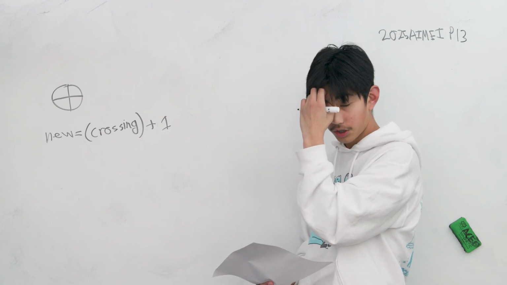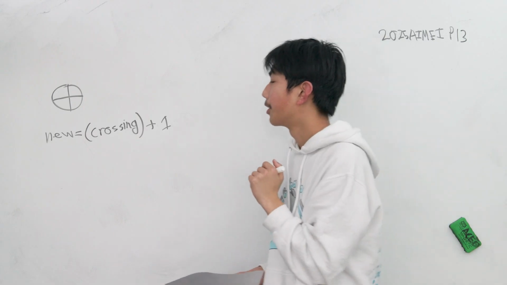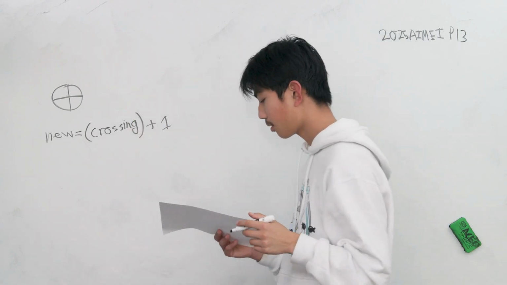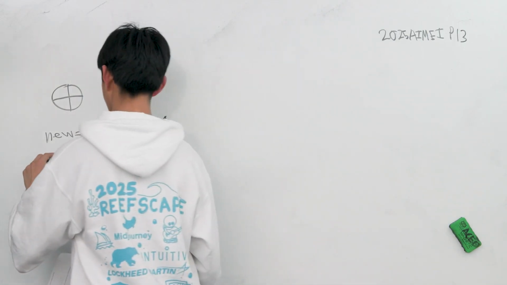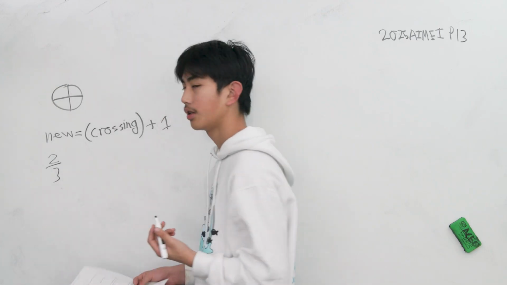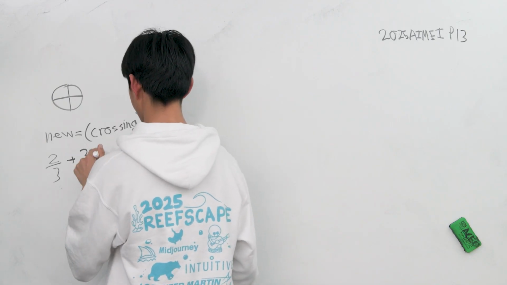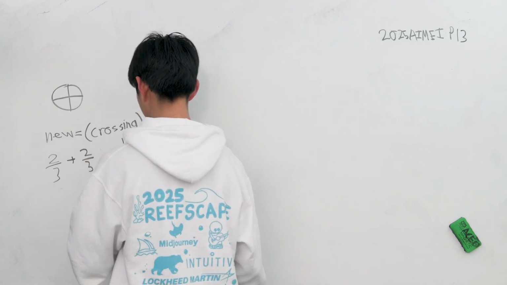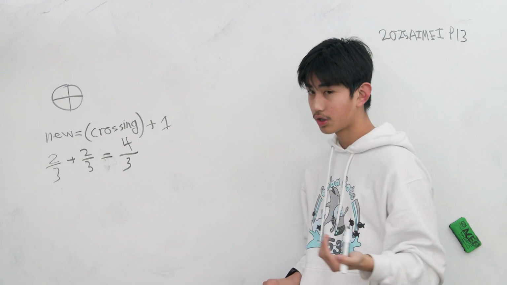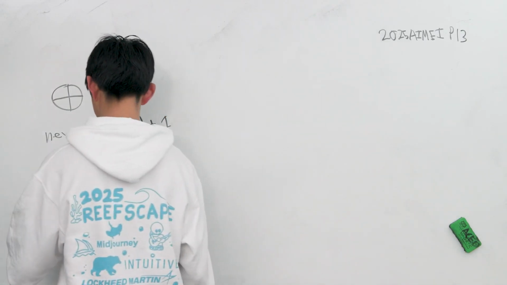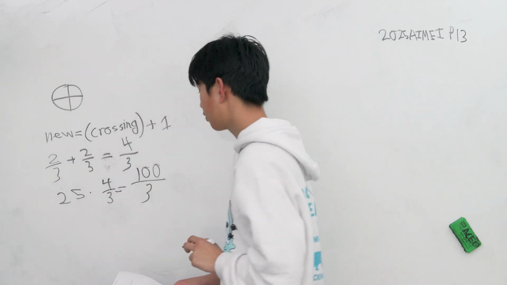So first, what we can do is calculate if the line goes through the horizontal diameter or the vertical diameter. Now, the horizontal diameter has 2/3 probability of being crossed, and the vertical also has 2/3 probability to be crossed. So 2/3 plus 2/3 is 4/3. And now that's what we have. So we now just multiply this by 25 since there's 25 line segments. That gives us 100 over 3.